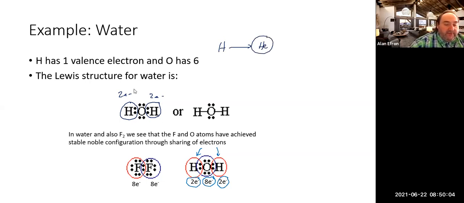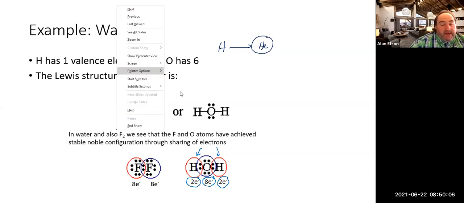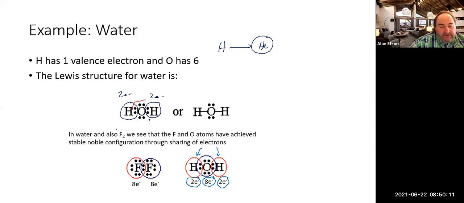Now, the oxygen, as we can see on the bottom, by sharing with both of the hydrogens, is able to achieve 8 electrons around it, which again allows it to reach that noble gas configuration. And that's the same thing that we see there with the fluorine, where both fluorines are also able to achieve 8 valence electrons and reach that noble gas configuration, or that group 8.